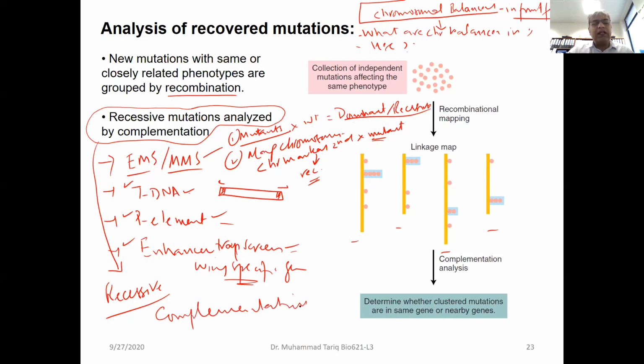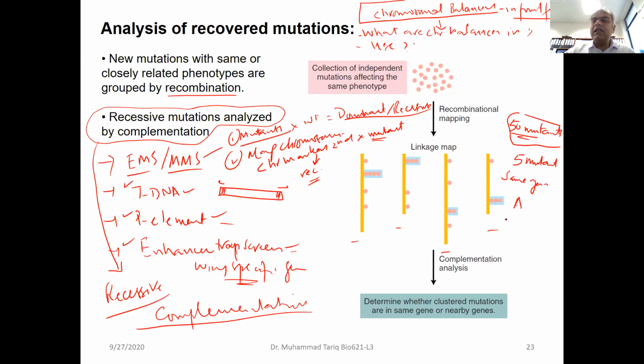We will talk in detail in the next lecture. Why do we do complementation? Let's say we have discovered 50 different independent mutants. Out of these 50 mutants, is it possible we have 5 mutants which contain mutations in the same gene?